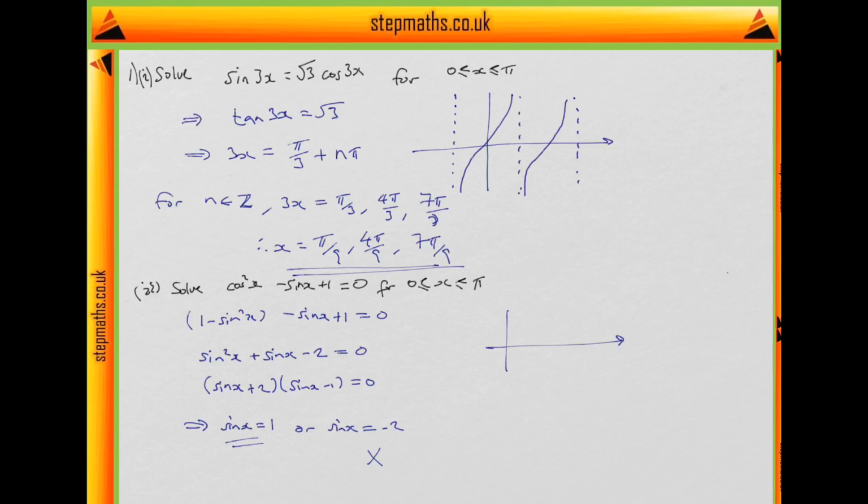If we sketch that out, we see it looks like this, and it's only here that we have a solution. So we see x is pi by 2.